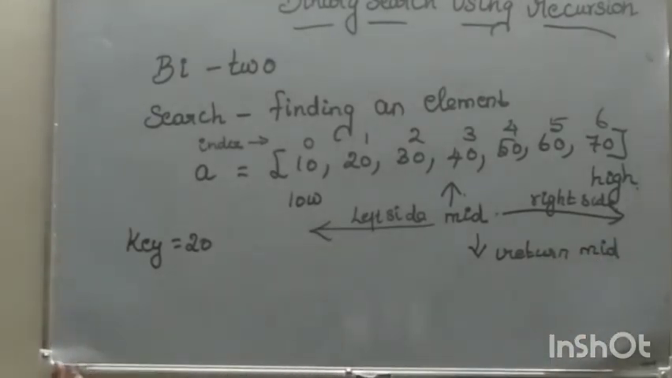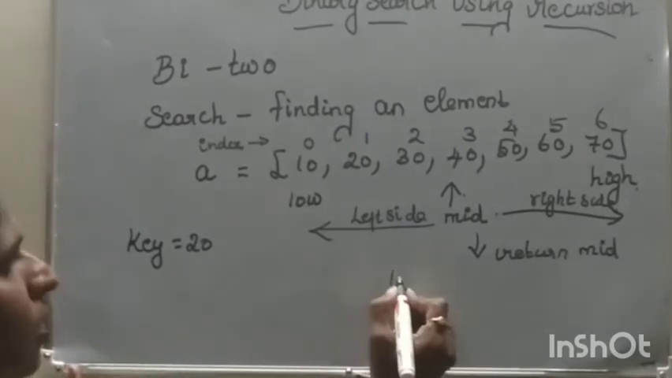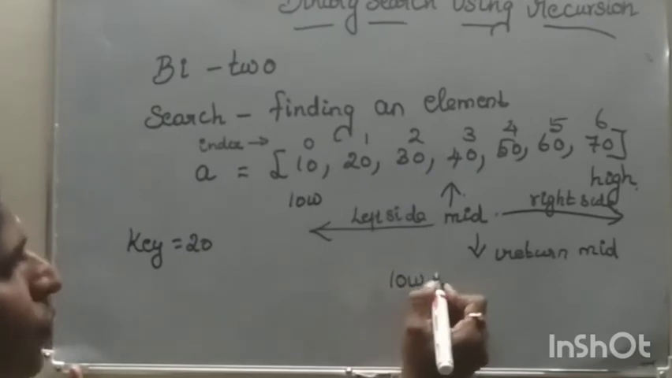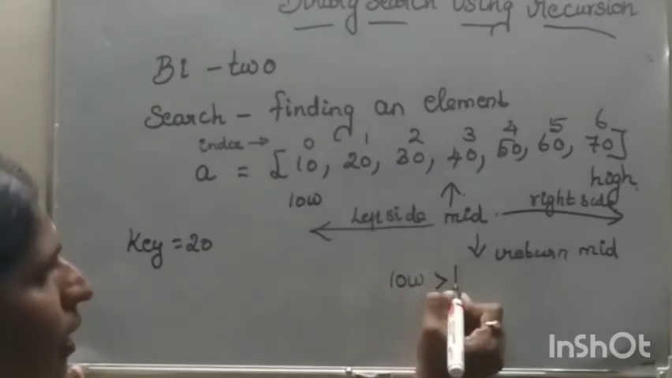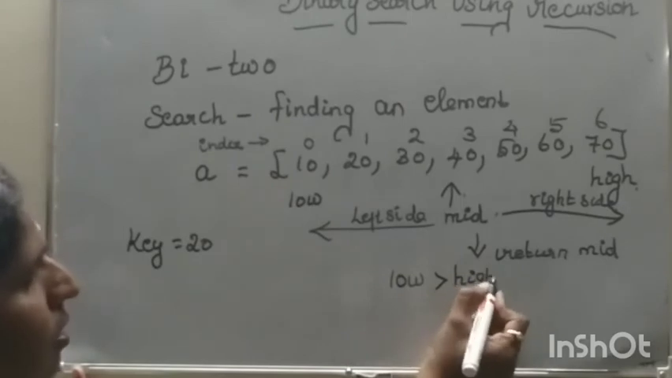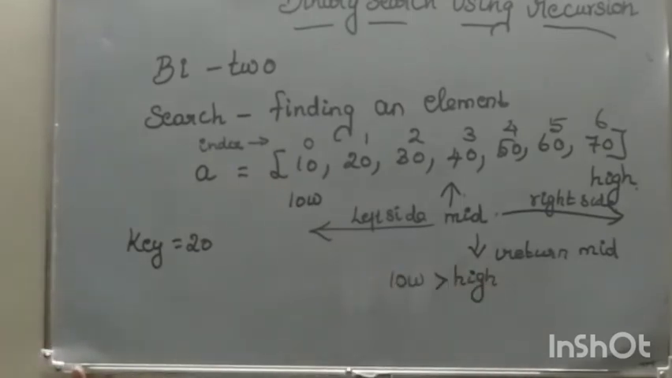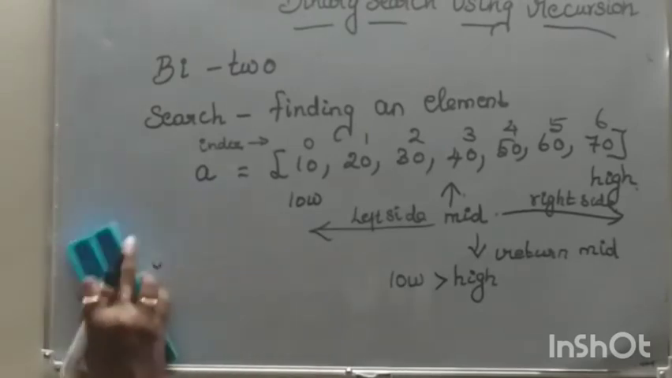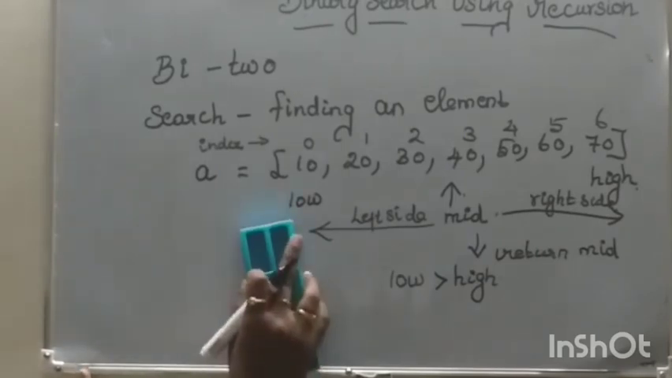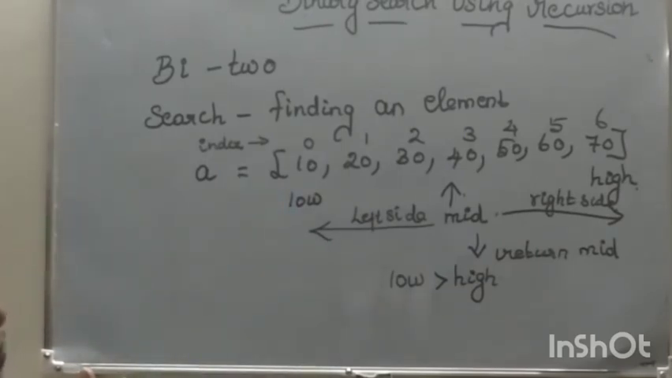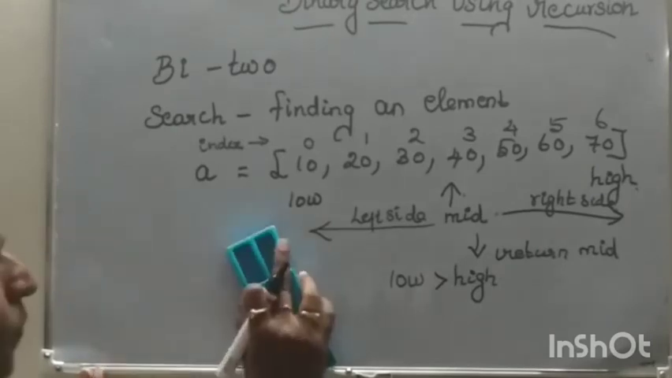While performing these operations, you have to change the labels low and high. While changing, see this condition: if low value is greater than high, then such a key is not available in the array. That is, your item is not available in that array. Only on one side are you going to perform the search operation by dividing the whole array.